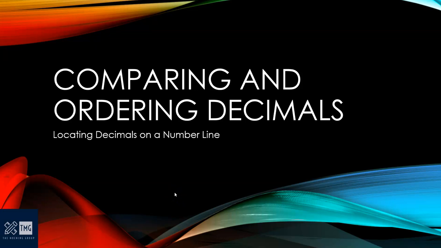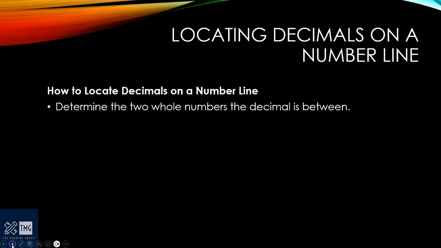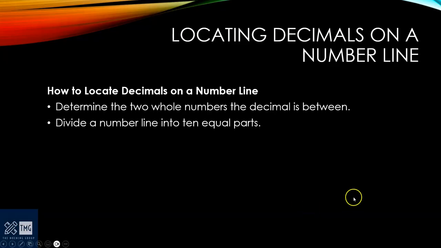Comparing and ordering decimals, let's talk about locating decimals on a number line. So how do we do it? Well, we start by determining the two numbers the decimal is between, so almost like boundary points. Let's locate the two whole numbers, the one that's below and the one that's above, to give ourselves a breakdown. Then we're going to divide our number line into 10 equal parts, so tenths, if you will.